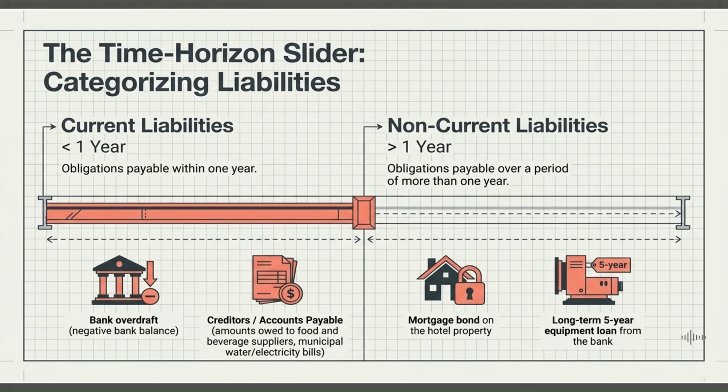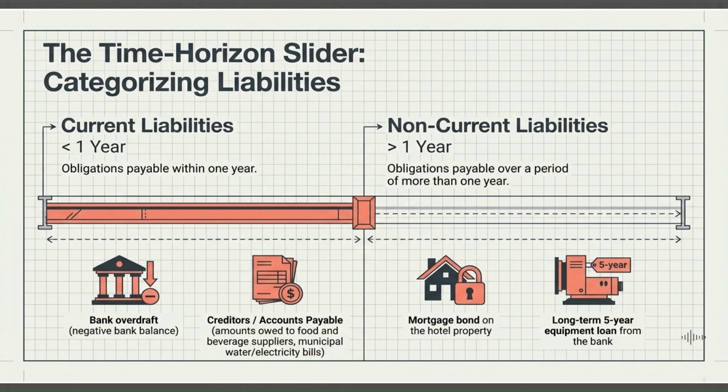Liabilities are sorted the same way assets are, along the same 1 year time horizon. The consistency is deliberate because it lets the reader line the two sides up against one another. Current liabilities are obligations payable within 1 year. For example, a bank overdraft.